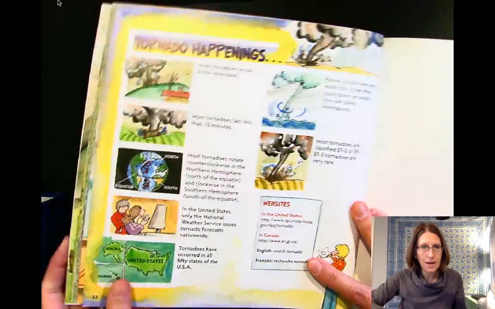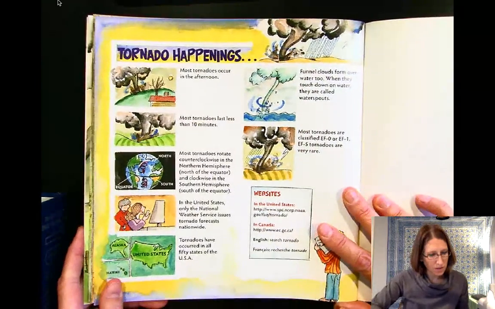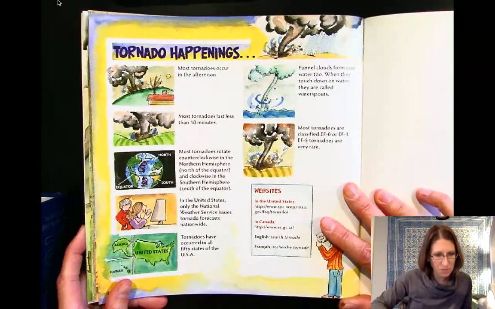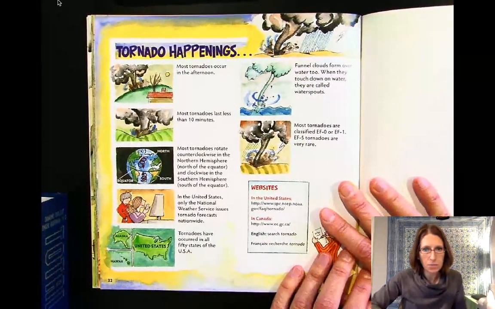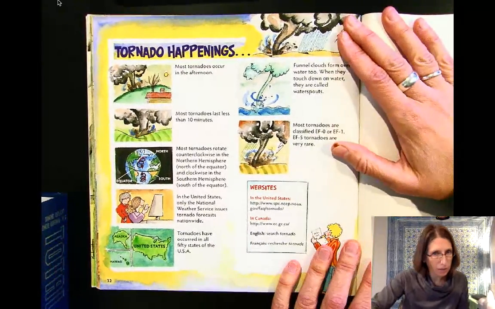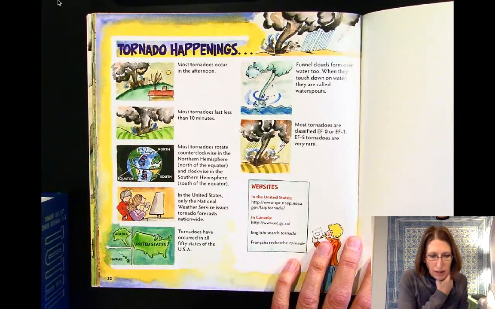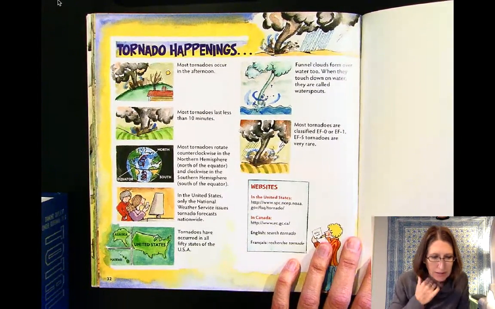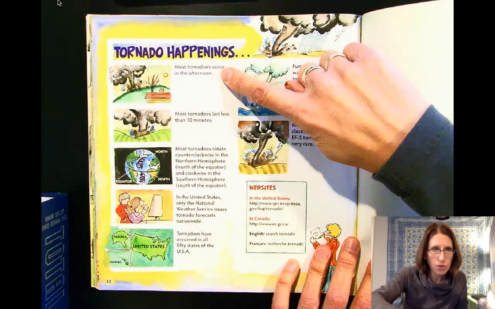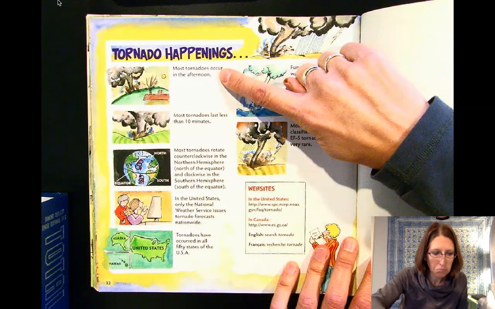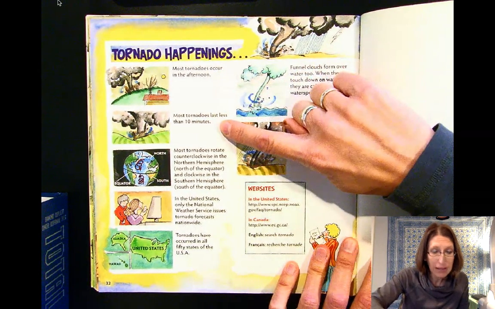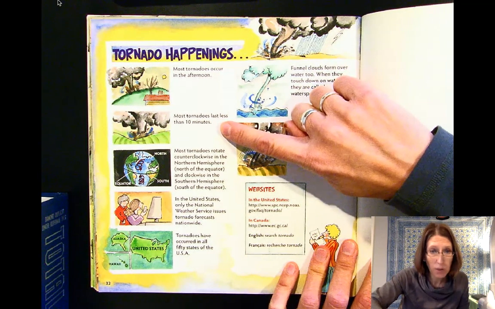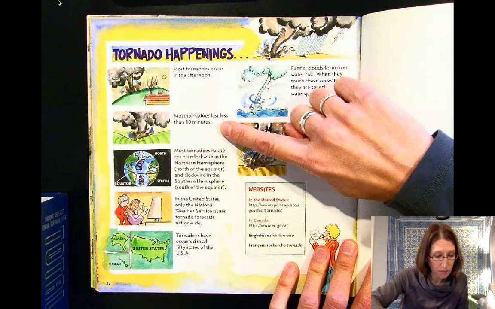All right. And that is the end of our story. And it has some more information in this nonfiction book. And again, this is by Gail Gibbons. She writes a lot of interesting nonfiction books. It tells us that most tornadoes occur in the afternoon. Most tornadoes last less than 10 minutes. So tornadoes are usually pretty quick.